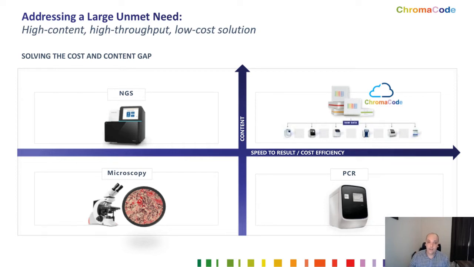The idea here is that if you look on two axes, you have one axis, which is the speed to result or the cost efficiency of being able to get to an answer about some particular sample, and then also the amount of content that you get. There's a cost and content gap, where the speed to result is very important and the amount of high content results provides an avenue for us to go in and inhabit and try and provide the answers that can only be done with NGS.